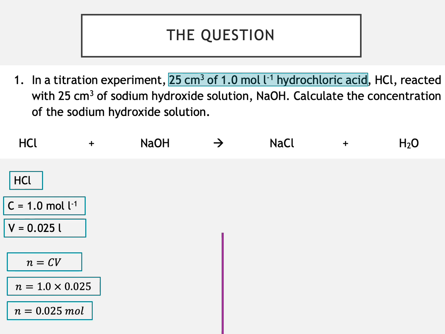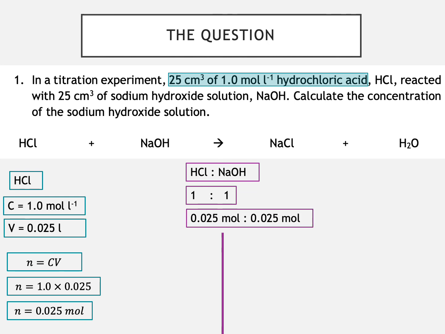The second step is to work out the number of moles of sodium hydroxide. So if we use our balanced chemical equation, we can see that hydrochloric acid reacts with sodium hydroxide in a 1-to-1 ratio. Well, what does that mean? Well, we've got 0.025 moles of hydrochloric acid, so we're going to have the exact same of sodium hydroxide.